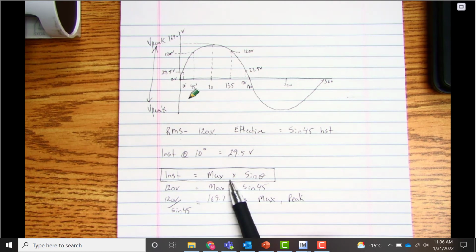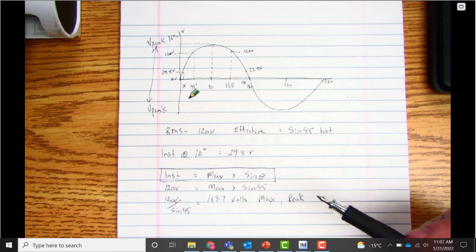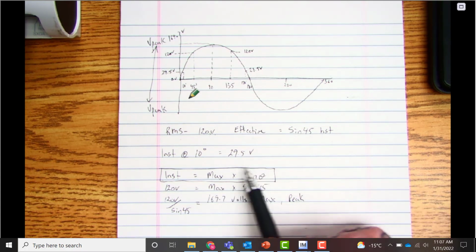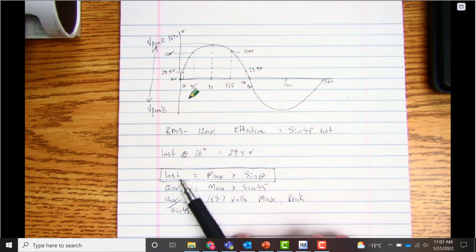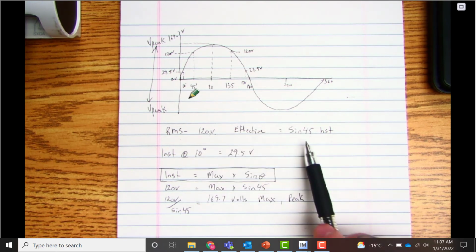I can find any instantaneous value on this sine wave. We're not always going to give you the max, so you might have to calculate and find that. So we'll give you the values, either an instantaneous value, a value of voltage at a certain degree, or it'll say it's an RMS, and we just know that that happens at 45 degrees, based on the heating effect again.